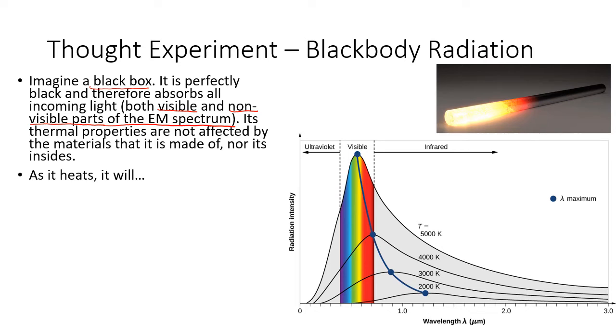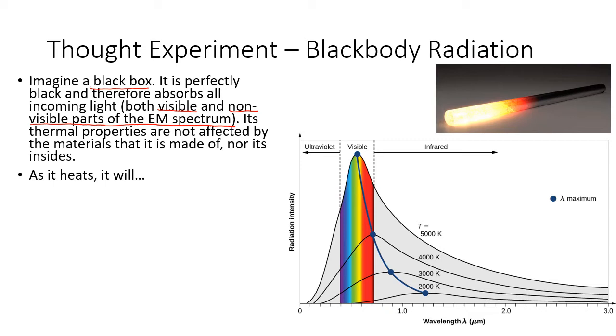It's therefore going to absorb all of that energy and heat up, right? And imagine that its thermal properties are not affected by the material that it's made of. Like this steel bar, steel has certain thermal properties. Imagine that this box doesn't, that it has perfect thermal properties, that the material it's made of, or the inside of it, has nothing to do with heating it up.